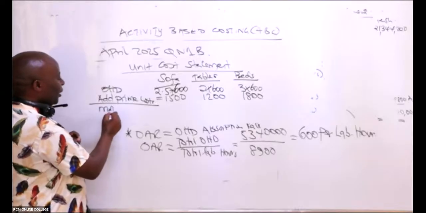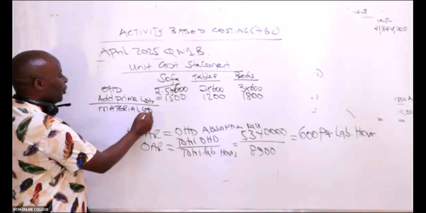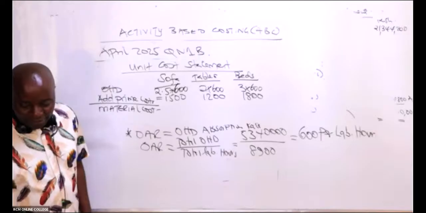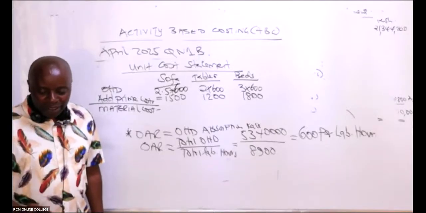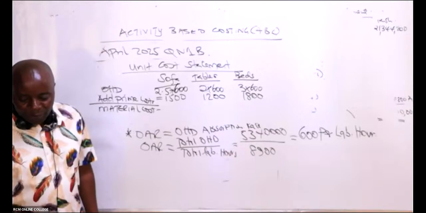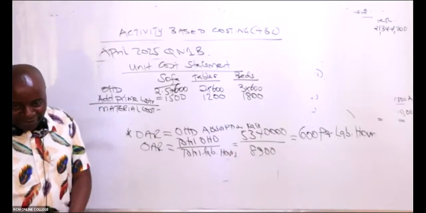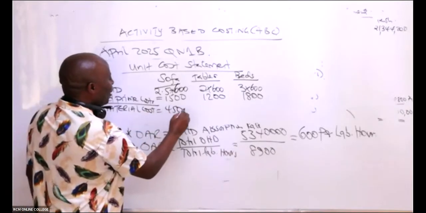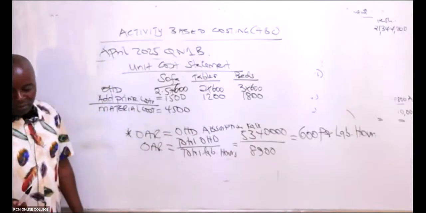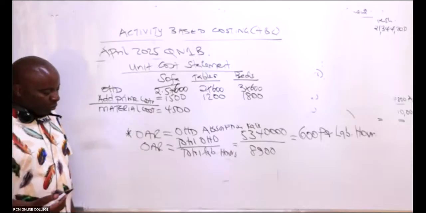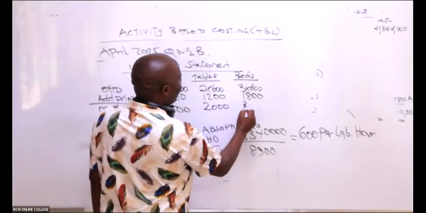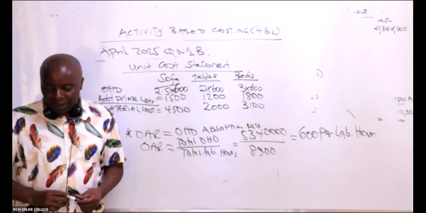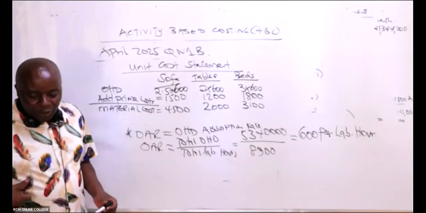Are you able to see the material cost per unit? Please give me the figures. According to Jennifer, the material cost per unit for a sofa is 4,500, right? So the leathers, etc. Here we need 4,500 in terms of materials. How about one table? Tables will be 2,000. And then for beds, 3,100. So that is materials.